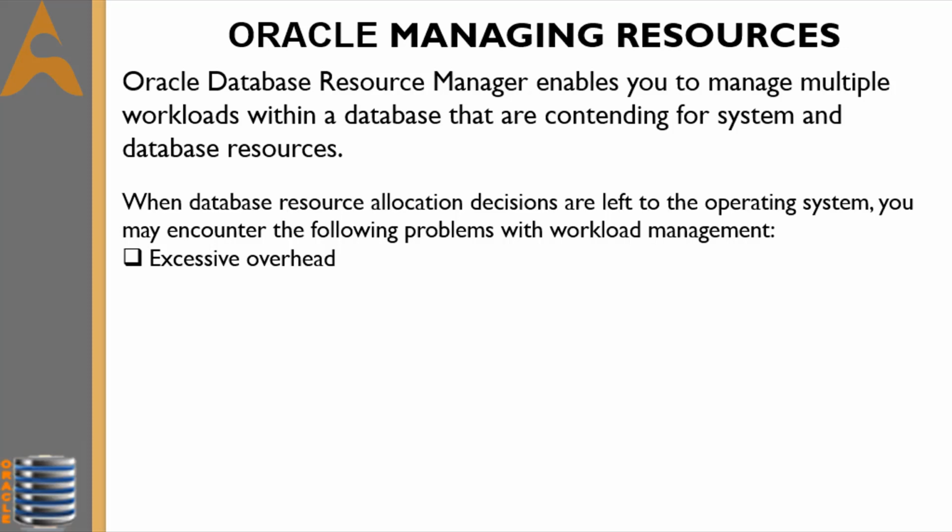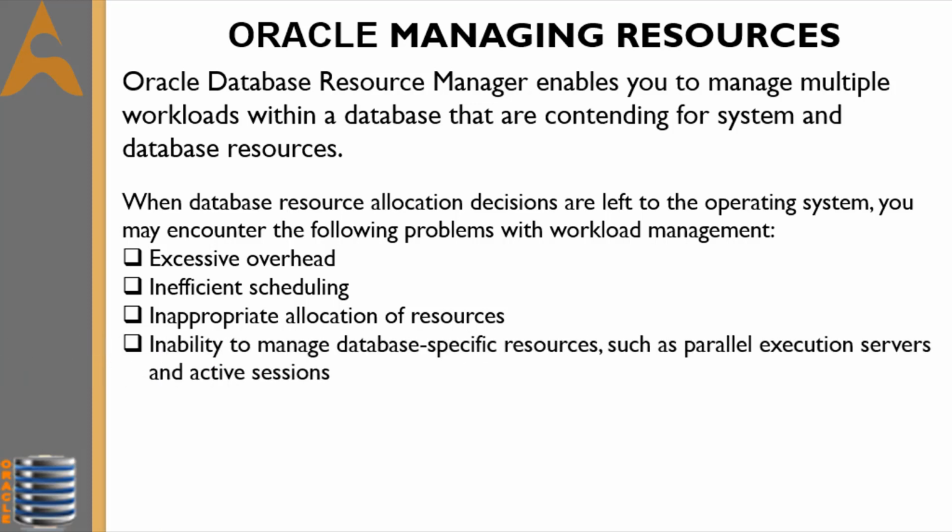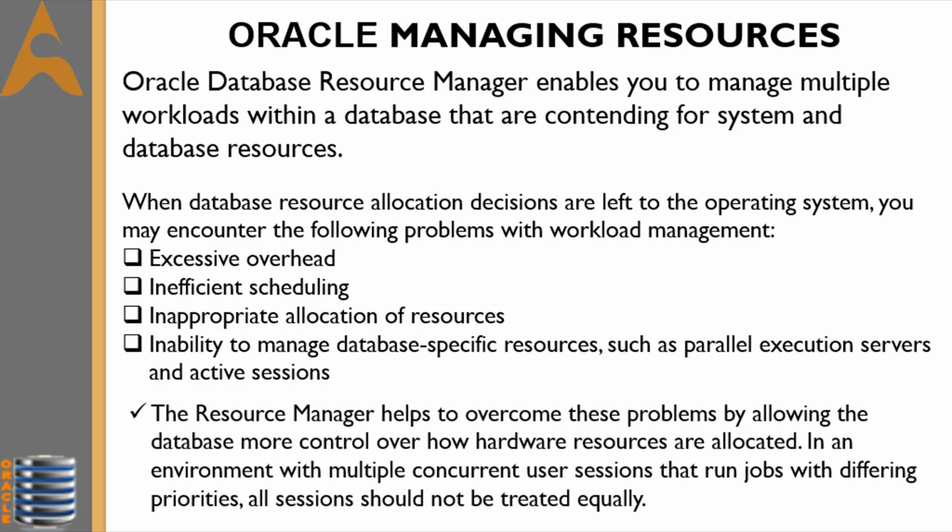server processes is high. Inefficient scheduling. The operating system deschedules database servers while they hold latches, which is inefficient. Inappropriate allocation of resources. The operating system distributes resources equally among all active processes and cannot prioritize one task over another. Inability to manage database-specific resources, such as parallel execution servers and active sessions. The Resource Manager helps to overcome these problems by allowing the database more control over how hardware resources are allocated.